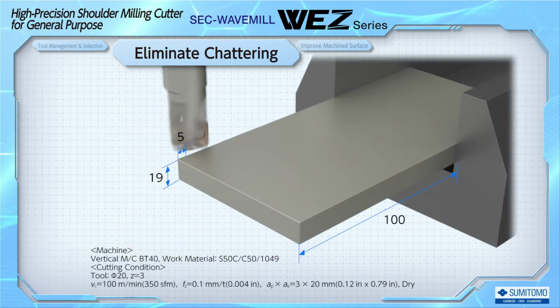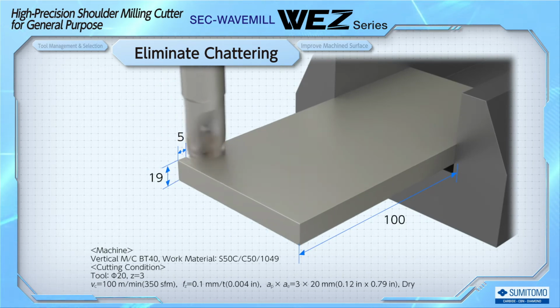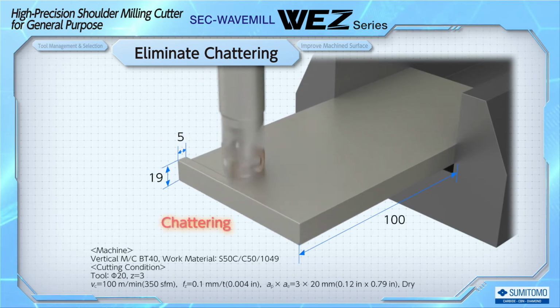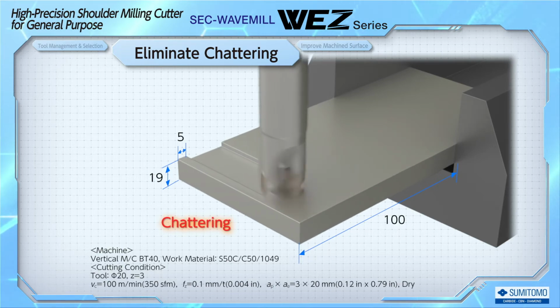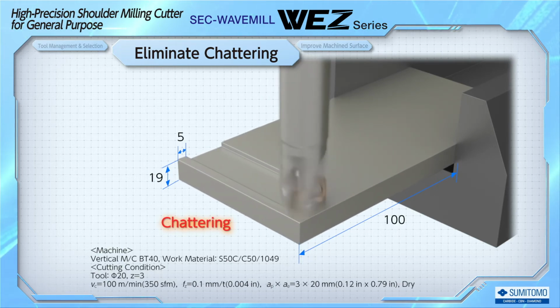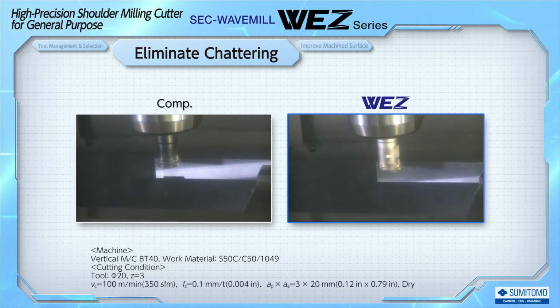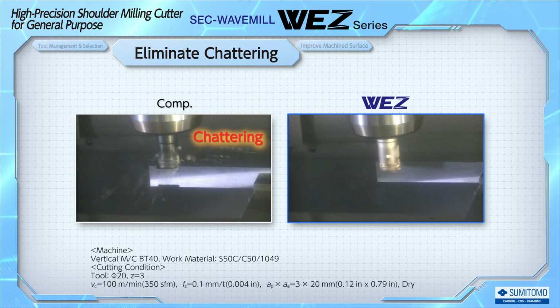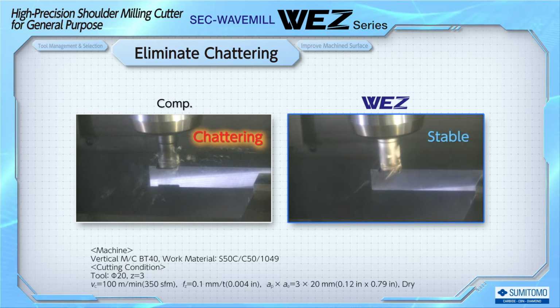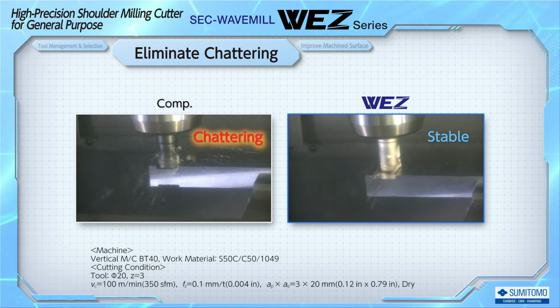This is a comparative evaluation with a thin plate intentionally protruding from the clamp so that chattering is likely to occur. The end of the plate is machined. As you can see, chattering occurs in competitors' product, resulting in a loud noise. On the other hand, the WEZ has excellent sharpness and does not chatter. So you can see that it is machined very quietly.